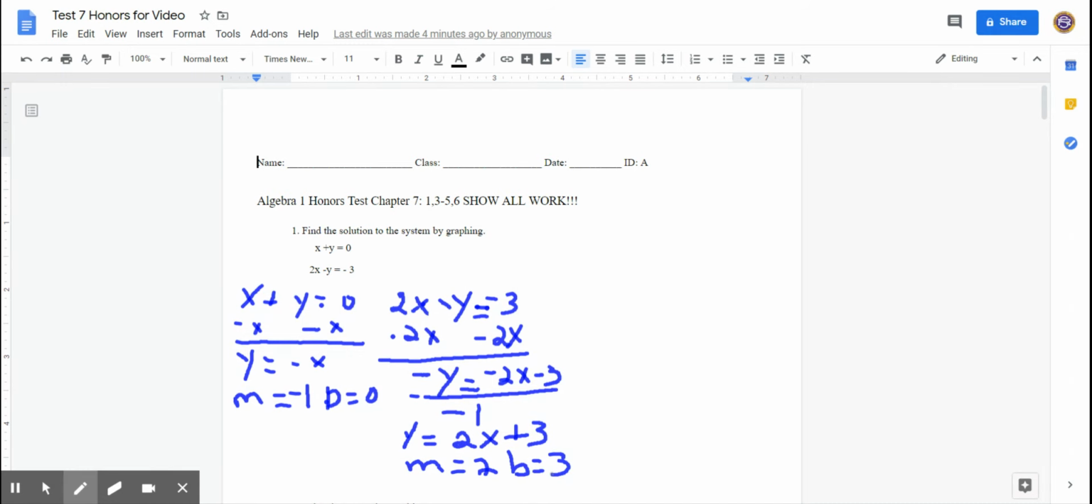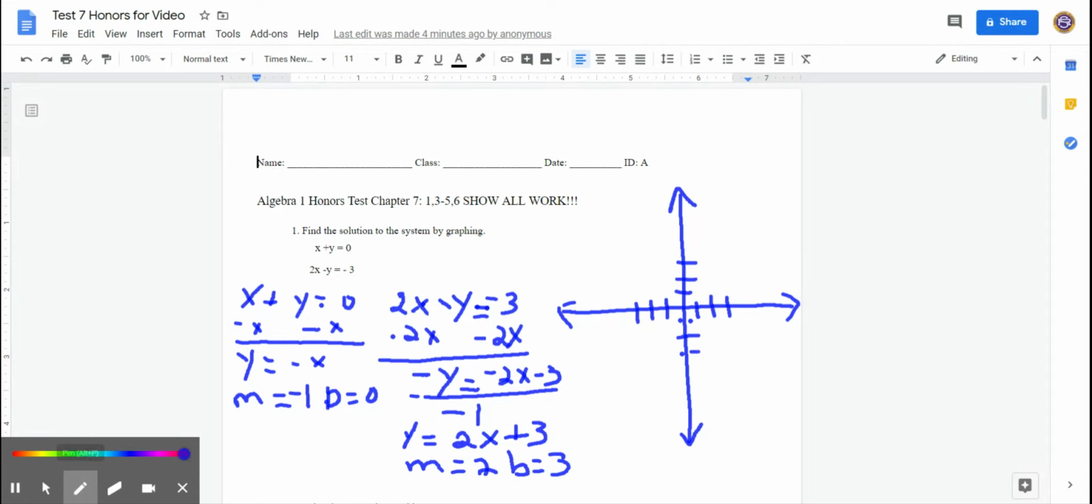So now we're going to graph. For some reason, when I download this, it took away all the graphs that were here. There we go. So let me change my color here. So the first one is a y-intercept of 0. So we put a point on our origin. And then our slope is negative 1. So remember, you go down 1 and right 1, or you can go up 1 and left 1.